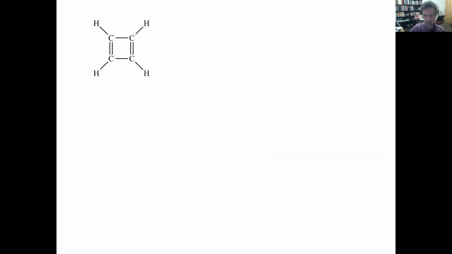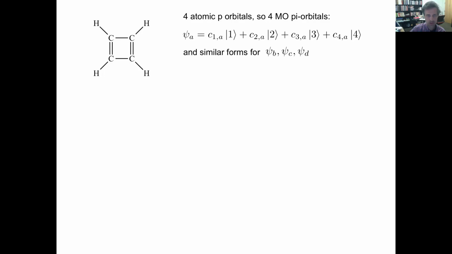So here's the next molecule we will consider. It's very similar to the previous one, but this is cyclobutadiene. Very similar, but now it's a cyclic structure. And the solution to this problem is also very similar to the previous one. We're going to set it up in exactly the same way. We have 4 atomic p orbitals. We are going to form 4 molecular orbitals, pi orbitals. Again, the same recipe. We have 1, 2, 3, 4. Those are the atomic orbitals.